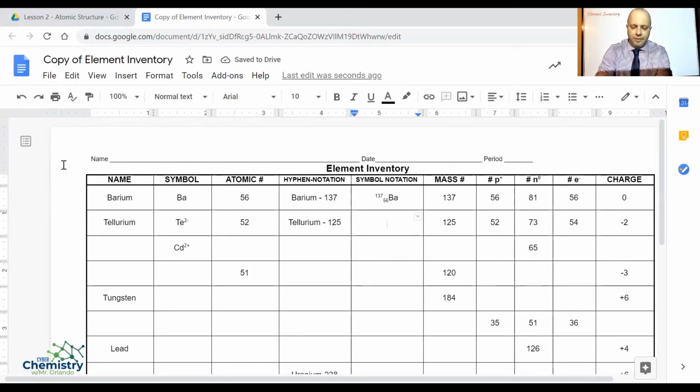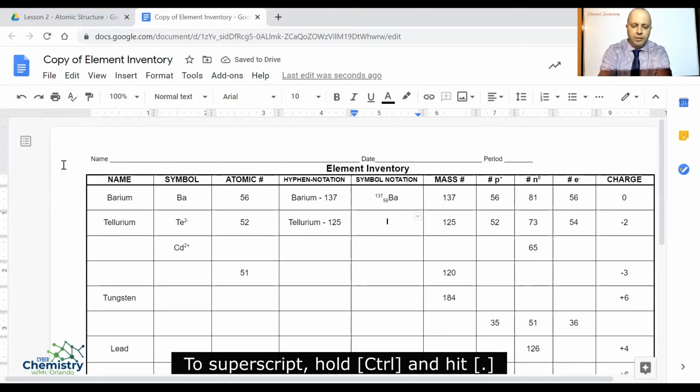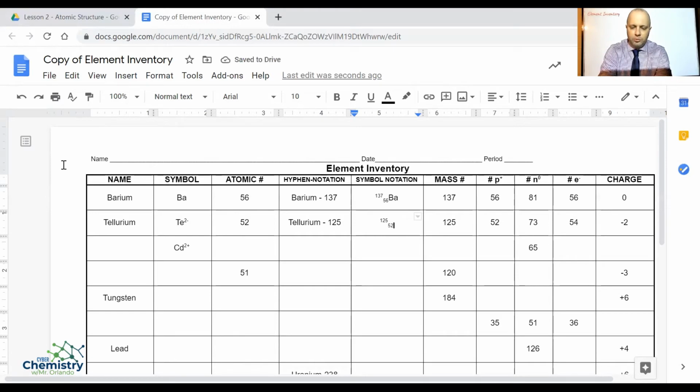And finally, superscript, Control period, 125, subscript, Control comma, and that's going to be 52, and then go back to normal, so hit Control comma again, Te, and now to put the charge on, Control period, 2-. So to get a subscript on the bottom, like a subway, subscript, we hit Control and then comma. To get a superscript up above the letters, we hit Control and then period.